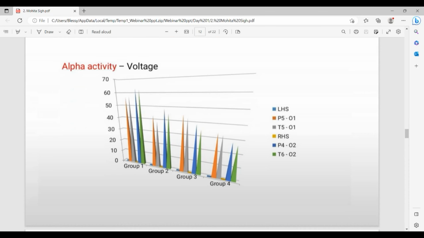Alpha activity voltage. The voltage also showed similar results, where group 1 and group 2, as represented by the green and the blue bars, had higher voltage recorded in the right hemisphere. But in group 3 and group 4, the voltage was higher in the left hemisphere. That is represented by the orange and gray bars.